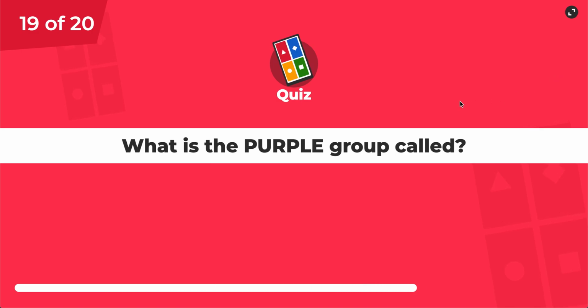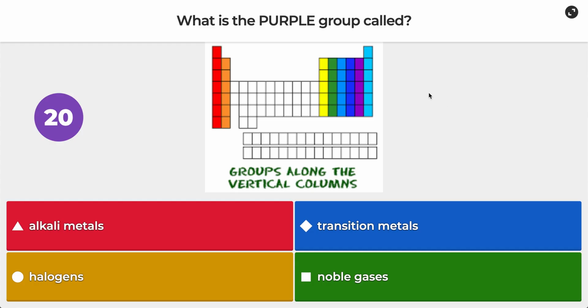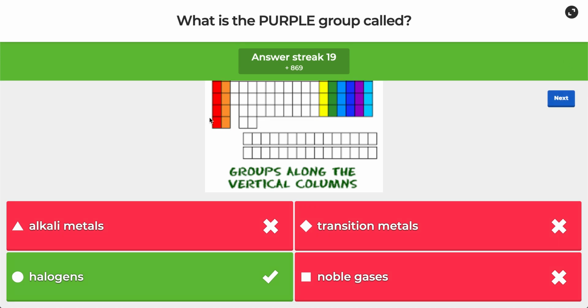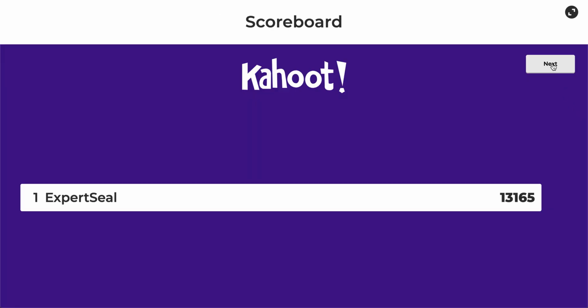What is the purple group called? Well, this group right here, the purple one, is going to be our halogens. The red group is the alkali metals. This white group in the middle here is the transition metals, and the light blue group is the noble gases.